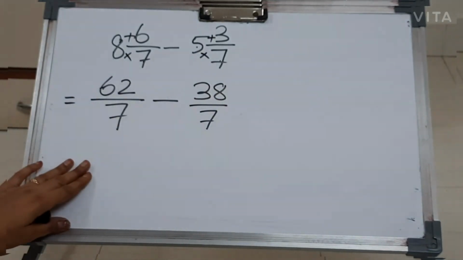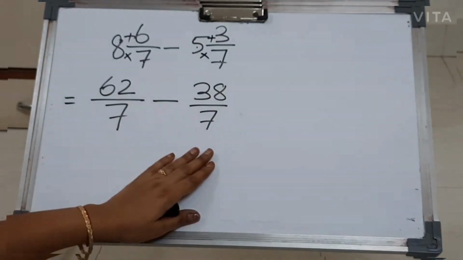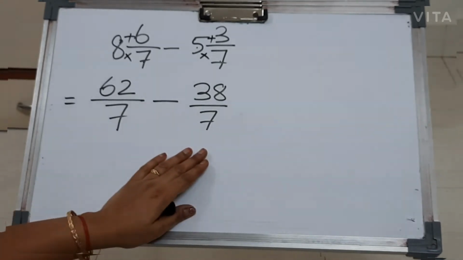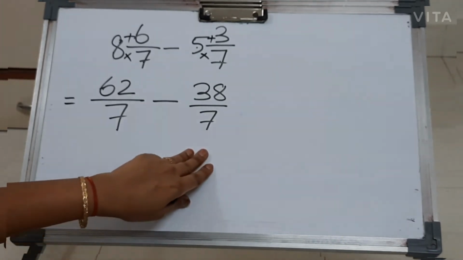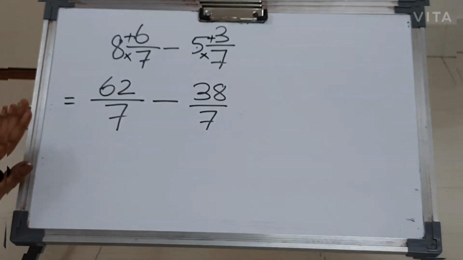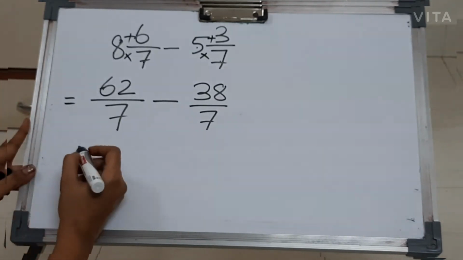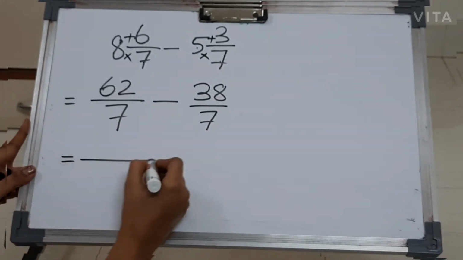Now the next step is to check whether the denominators are the same or not. If it is not the same, first we have to take the LCM and then make the denominators the same, like in the previous question we did. Here the denominators are the same.